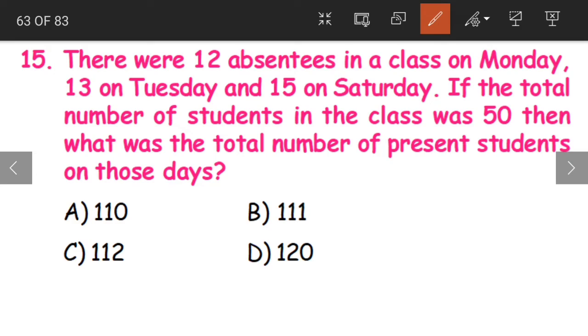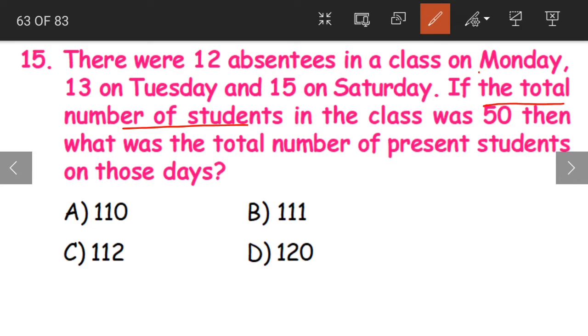Question 15. There were 12 absentees in a class on Monday, 13 on Tuesday and 15 on Saturday. If the total number of students in the class was 50, then what was the total number of students present on those days?